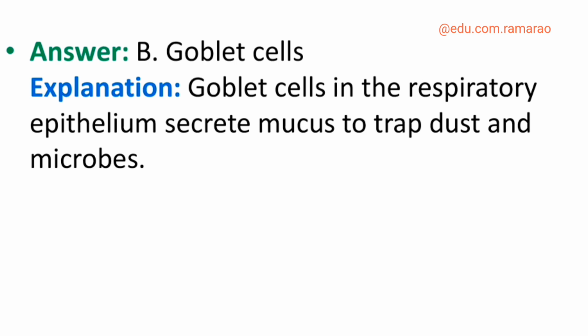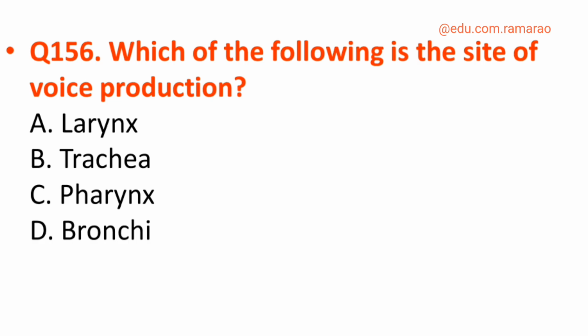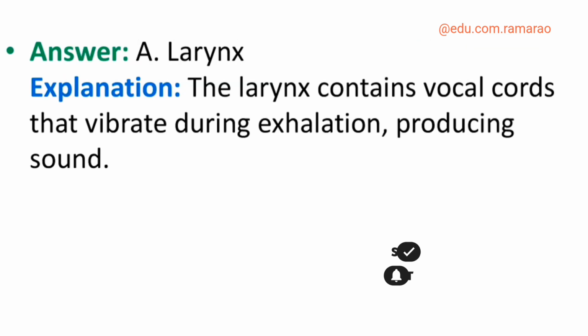The next question. Which of the following is the site of voice production? Option A larynx, option B trachea, option C pharynx, option D bronchi. The correct answer is option A larynx. The larynx contains vocal cords that vibrate during exhalation producing sound.